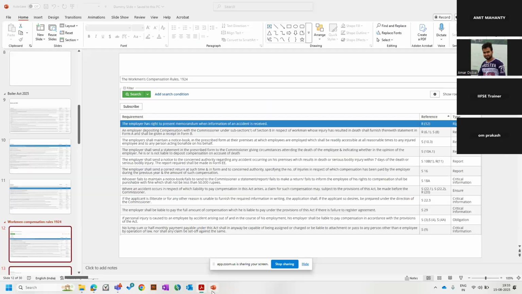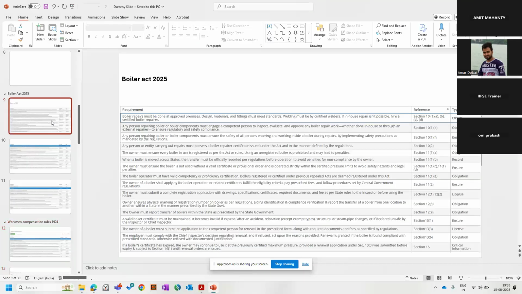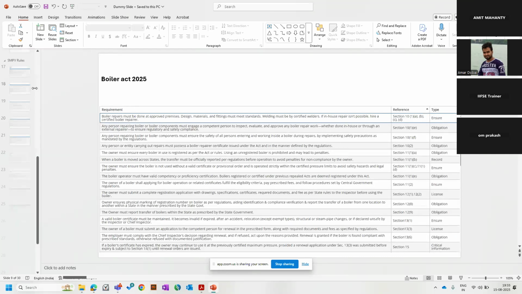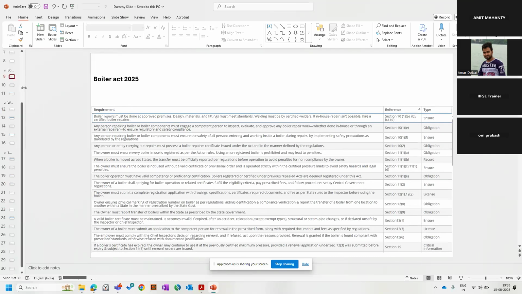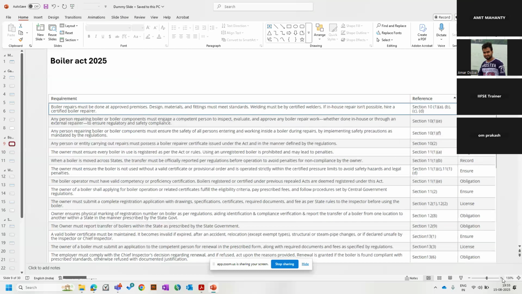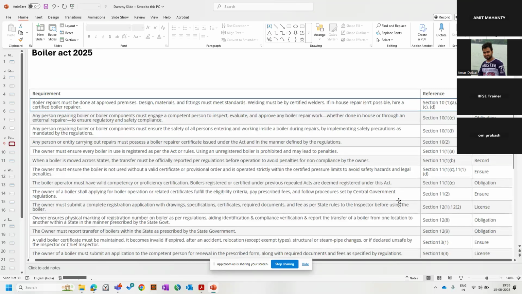As I said, we have this PPT, which is visible, if I'm not wrong. I'll zoom it somehow. So this is the consolidated legal requirement with respect to the Boiler Act. Here we have different types of requirements: ensure, obligation, record, then license.